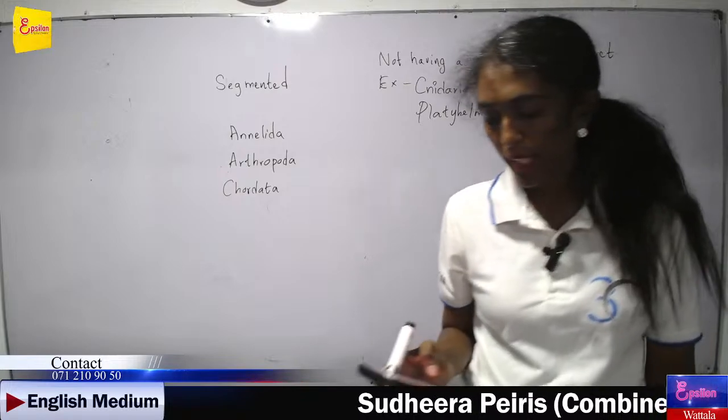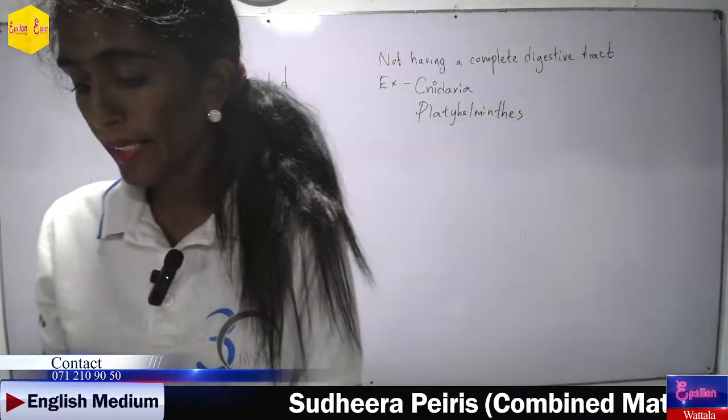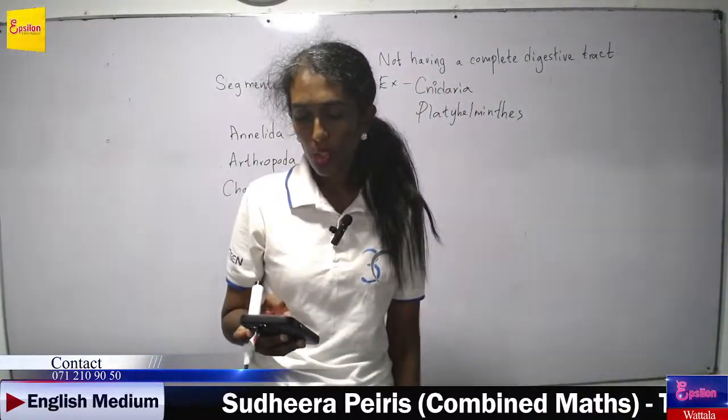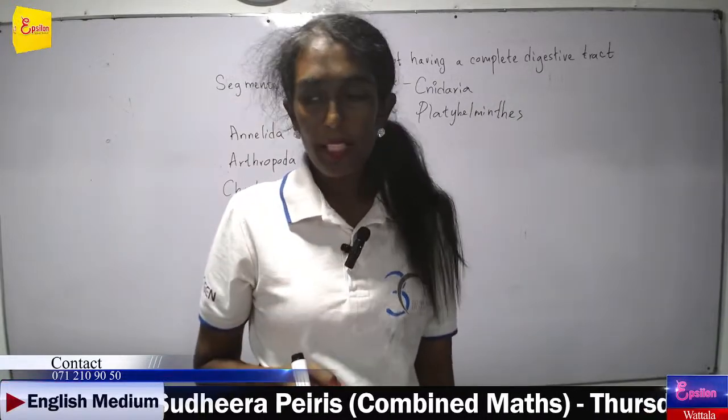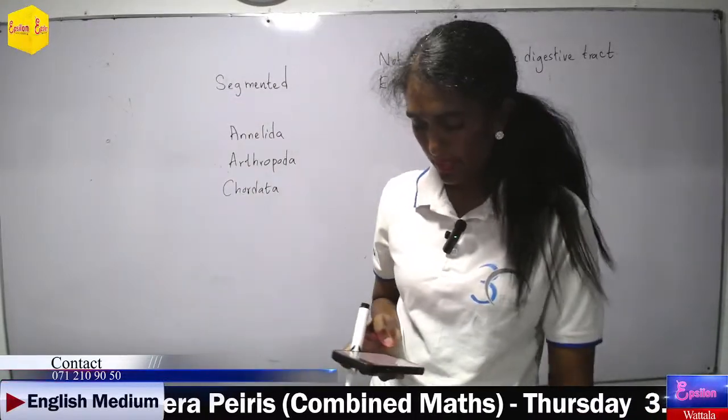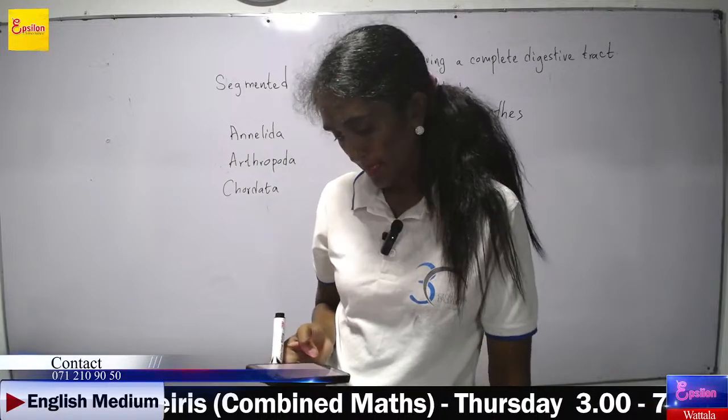Complete digestive tract. Write the definition. A digestive tract which has a mouth and the anus.